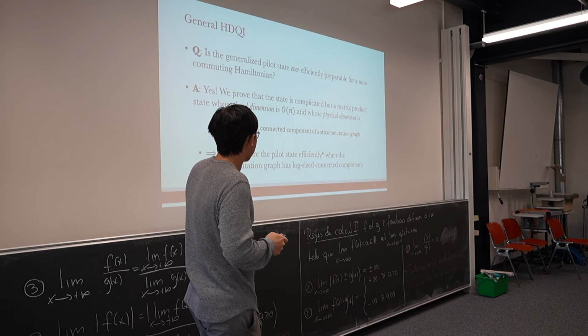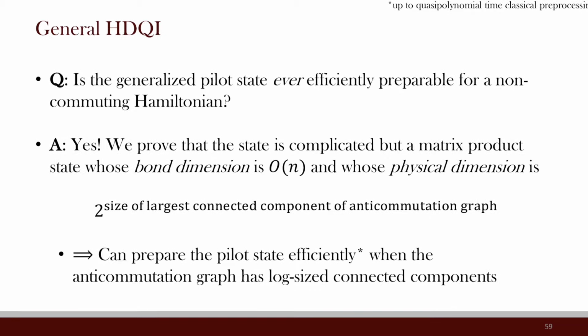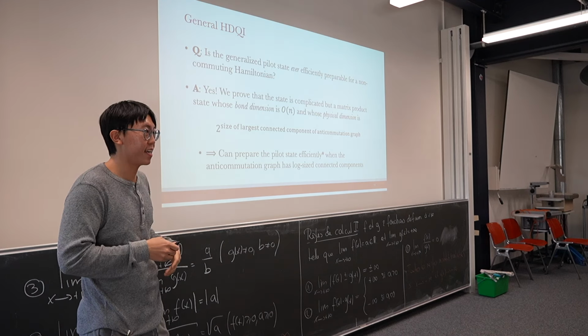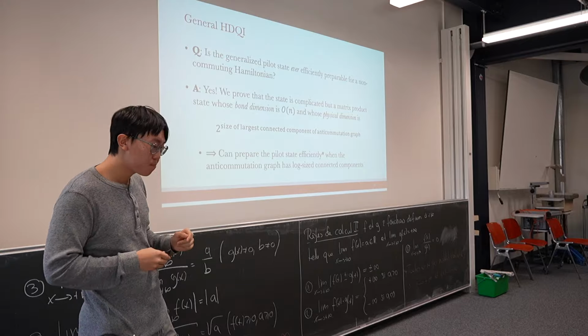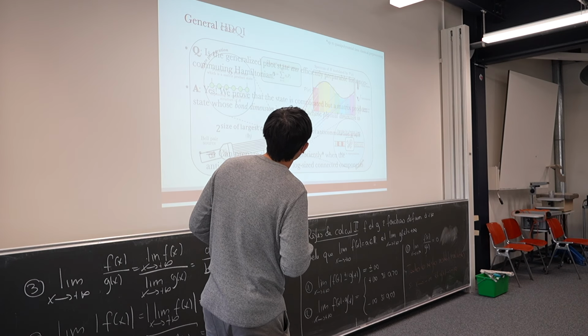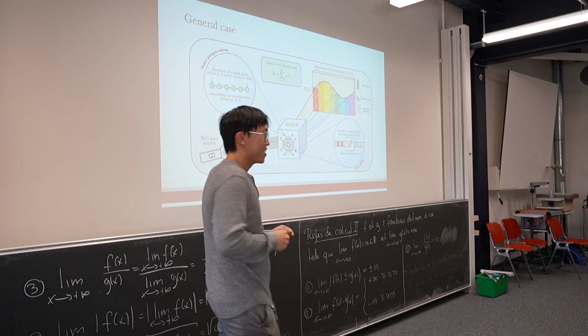I don't know if I said this before, but the cutoff is like log n for the connected components, because 2 to the log n will be like polynomial, and that's what we consider efficiency. I'm going to skip that caveat. All right.